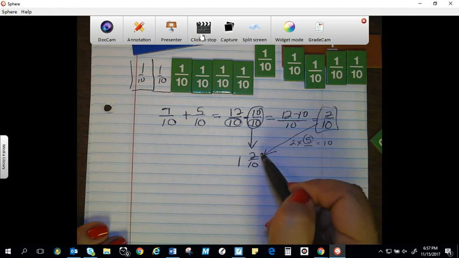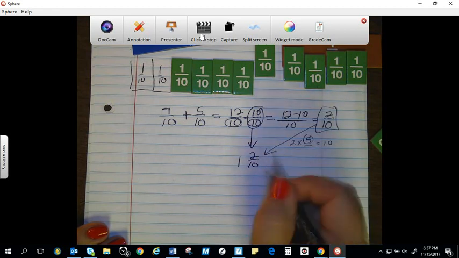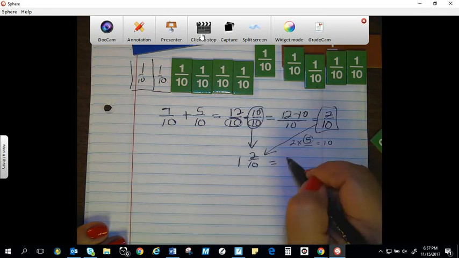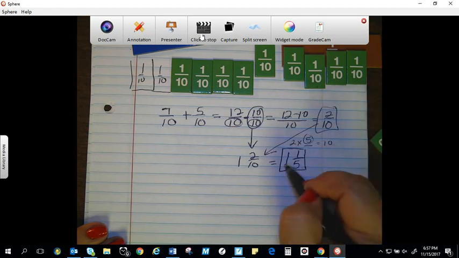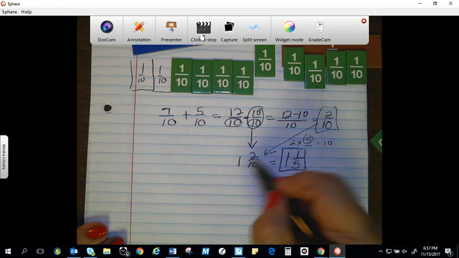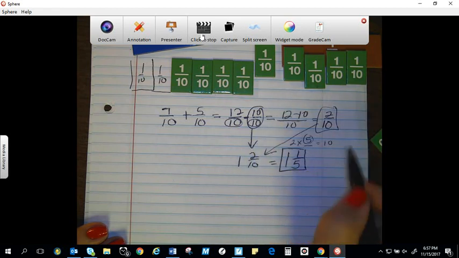Oh, look at this. My numerator and my denominator are both even numbers, so I can split those in half and get even more simplified. So I have one whole. Half of 2 is 1. Half of 10 is 5. So it's now simplified to 1 1/5 or 1 2/10. These are equivalent fractions, so they will still match each other.